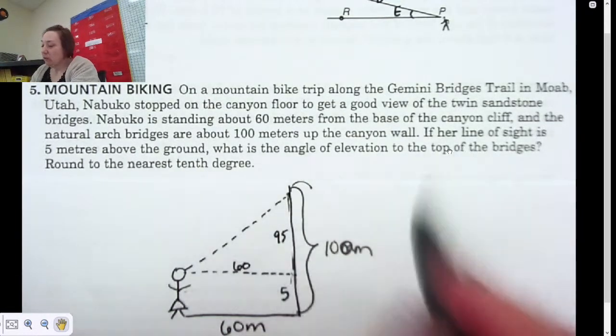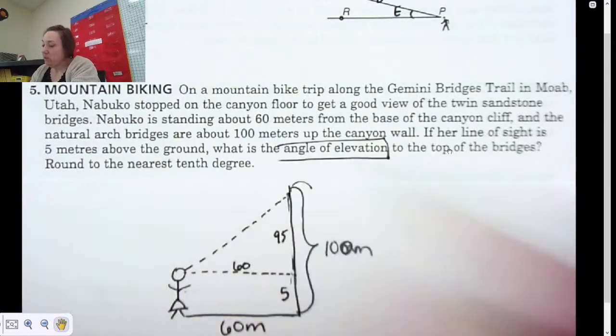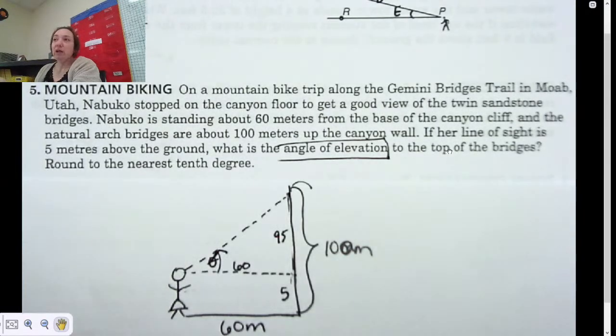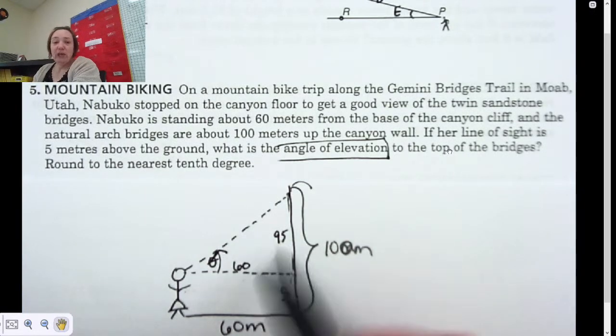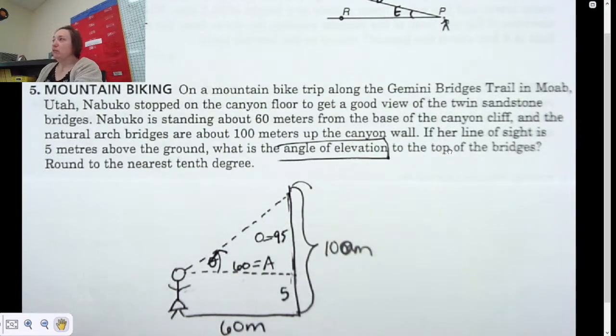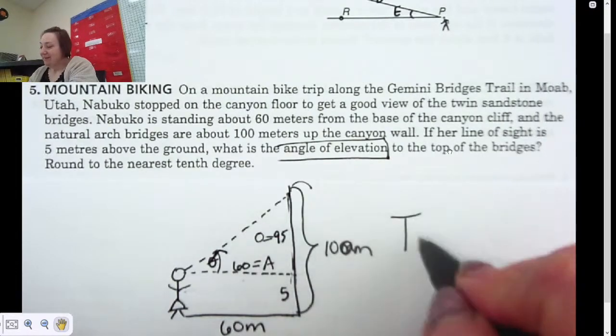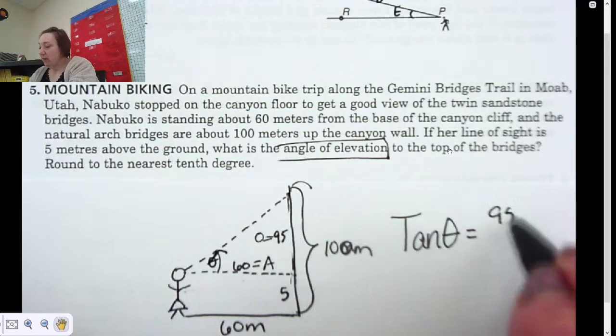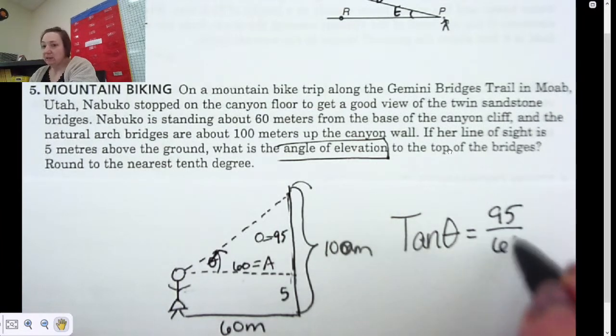Okay, the question they're wanting to know is what is the angle of elevation? And the angle of elevation is going to be this angle right here. So that's our unknown angle. That's why I put a theta in there. We don't know that angle. So what sides do we have to use relative to the angle? Which one's opposite? That one's opposite. What's this one? So which trig function are we going to be using based on this information? So tangent of our unknown angle is going to be opposite 95 over adjacent 60, right?